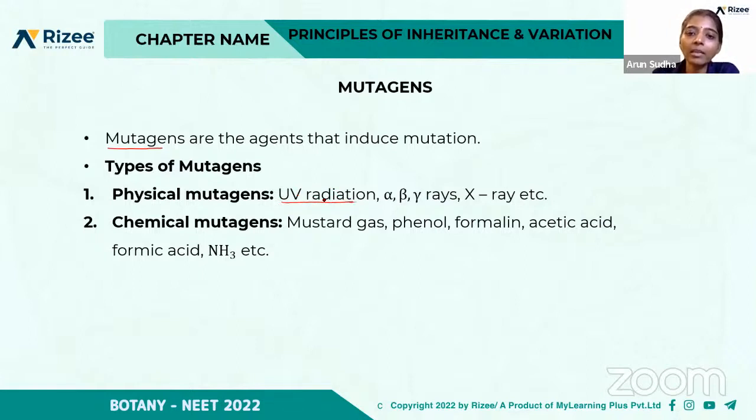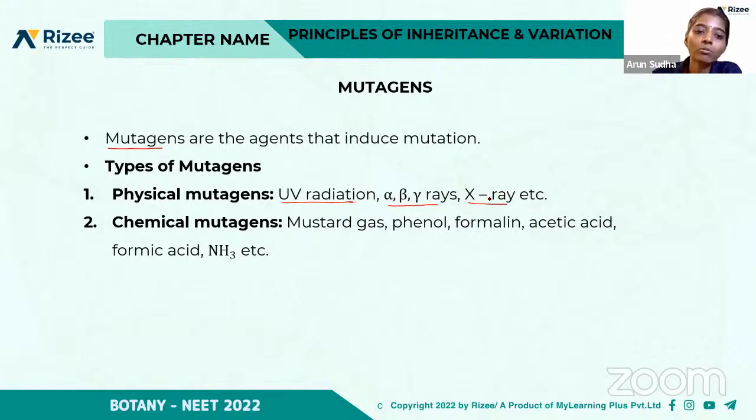They may cause cancer. So exposure to too much UV radiation, and then alpha, beta, and gamma rays, all these are called ionizing radiation. So they act as mutagens. Then X-rays. So we should not get exposed to too much X-rays.